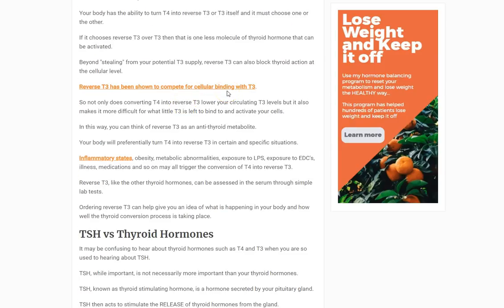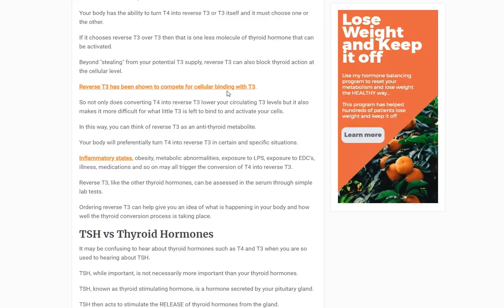Those conditions include inflammatory states, having extra weight on your body, so obesity can do this, exposure to LPS, which is let's say a byproduct of bacteria in the gut, which can be absorbed into your body in states where there's increased intestinal permeability, which you can kind of think about as leaky gut. But basically, if you have gut dysfunction, you may be absorbing some of these byproducts of the bacteria, which can block the conversion. Exposure to endocrine disrupting chemicals can do it.